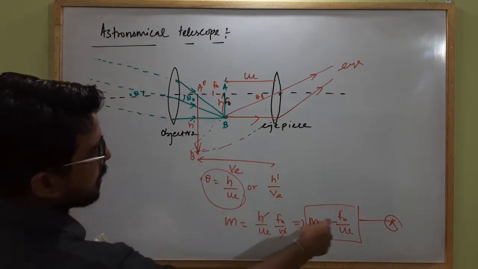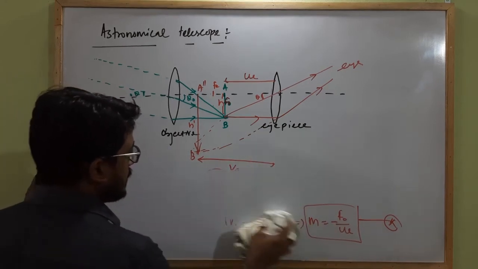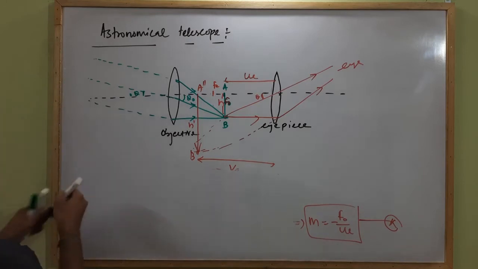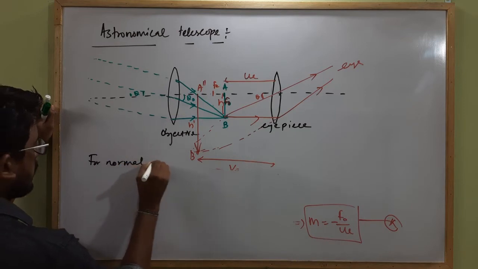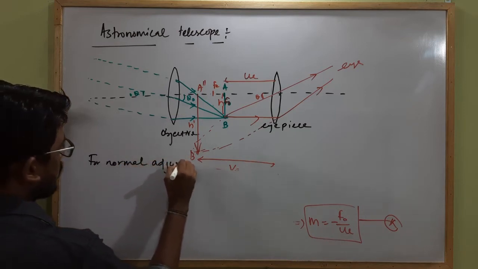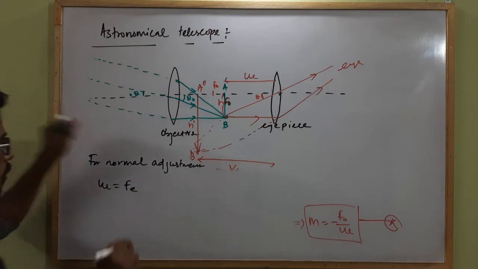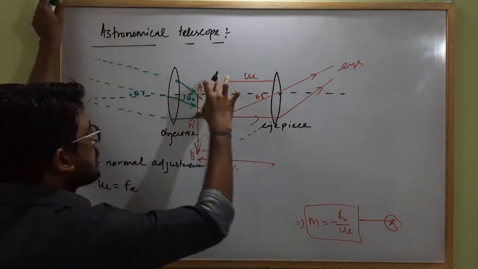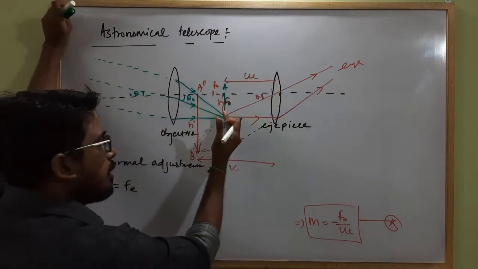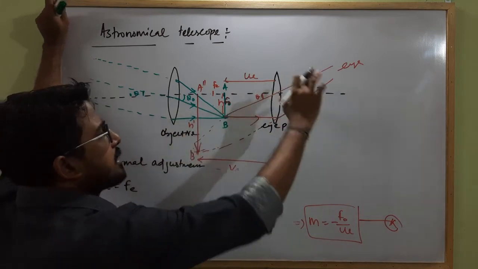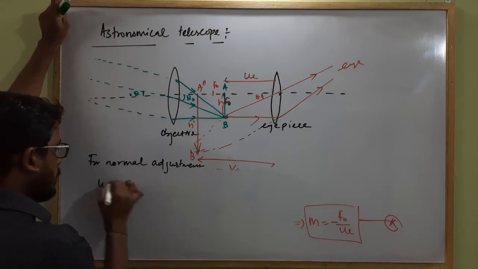This is the magnification for any general position UE. For normal adjustment, UE must be equal to how much? FE, because for normal adjustment the image formed by the objective must lie on the focal length of the eyepiece, so that its image will be formed at infinity, so the light rays can easily reach the eye. That's why for normal adjustment UE must be equal to FE.